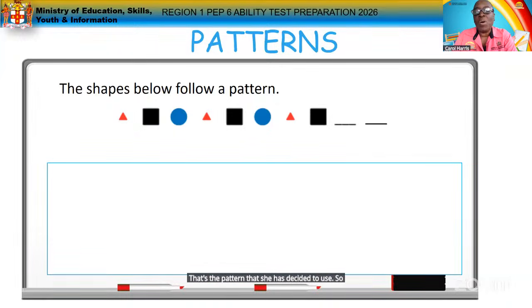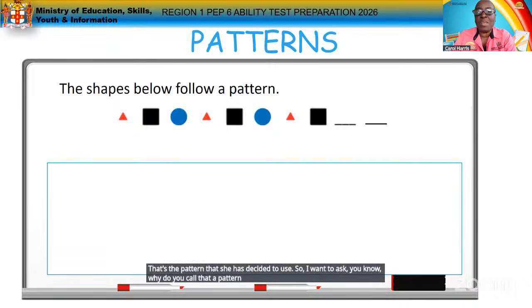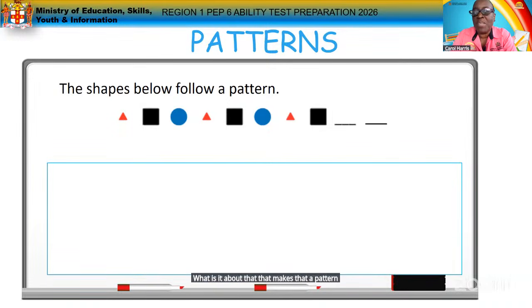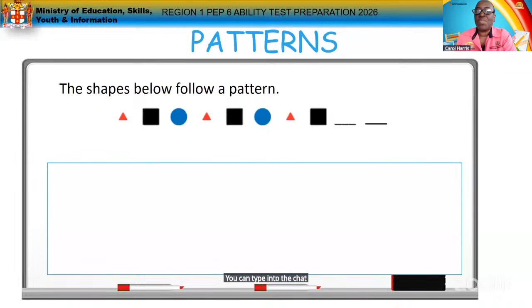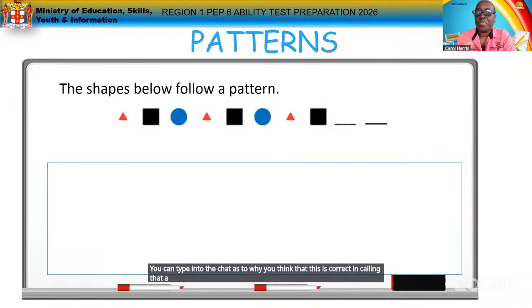So I want to ask, why do you call that a pattern? What is it about that makes that a pattern? Anyone who wants to tell me, just type in the chat and let me know. She says 2 girls and 1 boy, 2 girls and 1 boy, and so on. What about that makes it a pattern? You could type in the chat why you think it is correct to call that a pattern.